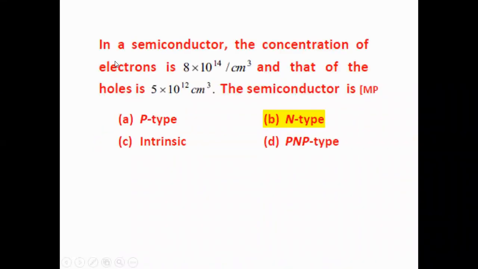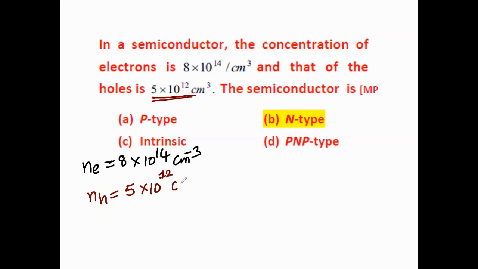Next, in a semiconductor, the concentration of electrons, that is the electron density, is given as 18 into 10 power 14 per centimeter cube. The concentration of the holes is given as 5 into 10 power 12 per centimeter cube.